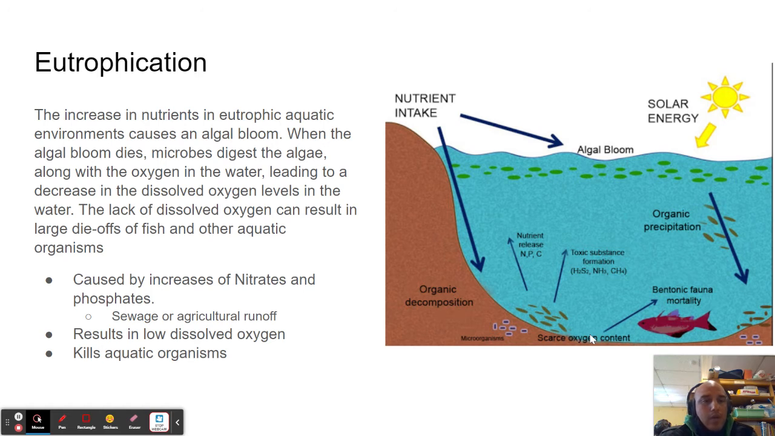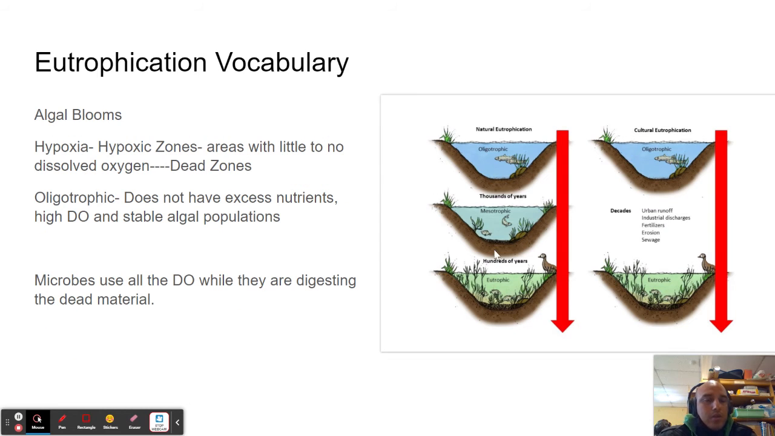All right. Okay. Now let's look at some eutrophication vocabulary. Eutrophication is going to happen in an area. Naturally, it can take up to hundreds of years. Now, how could it naturally happen? Let's say leaves run off from a forest and go into a body of water. That can happen, and over 1,000 years, 100 years, you can get a place that becomes eutrophic. But cultural eutrophication, now we're just getting more specific, meaning caused by humans. That's typically going to be caused by urban runoff, industrial discharges, fertilizers, erosion, sewers.